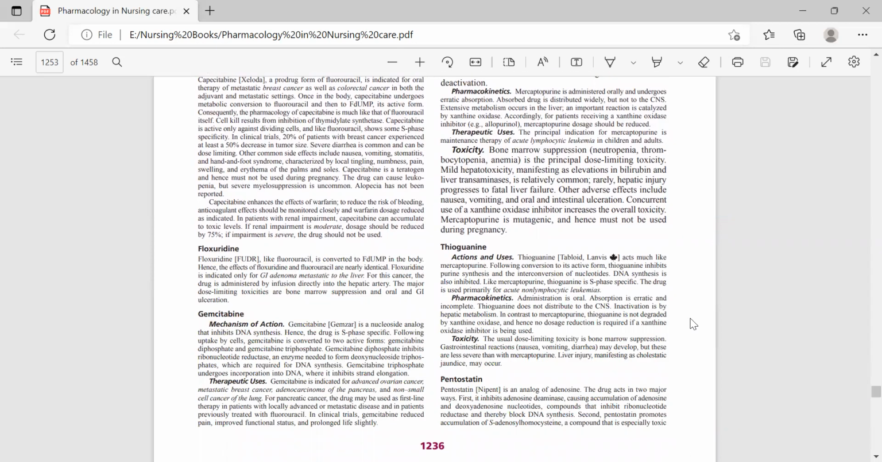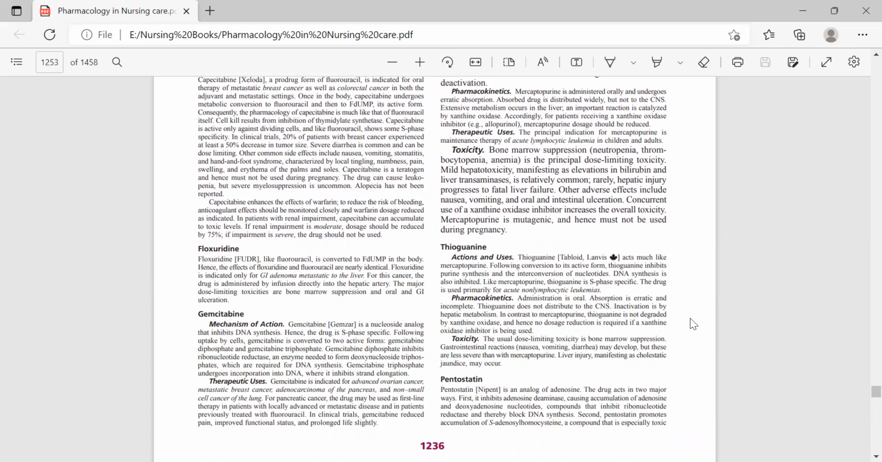Another drug is thioguanine. Thioguanine is much the same as mercaptopurine. Their mechanism of action is the same, but their indications are somewhat different. Mercaptopurine is used for ALL, while thioguanine is used for acute non-lymphocytic leukemia, that is ANLL, and it is also S phase specific.